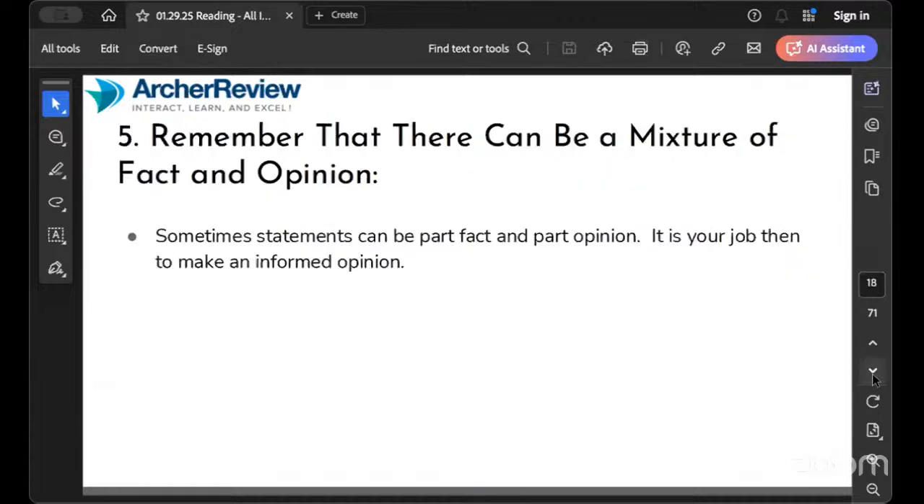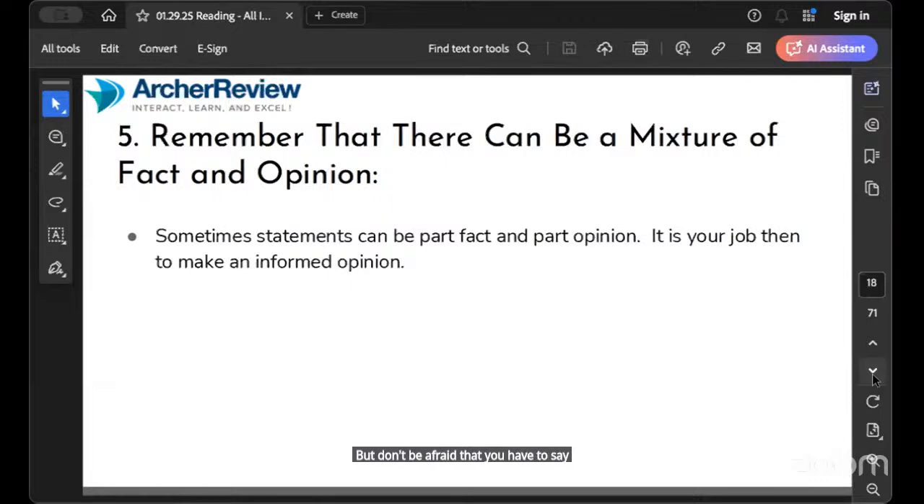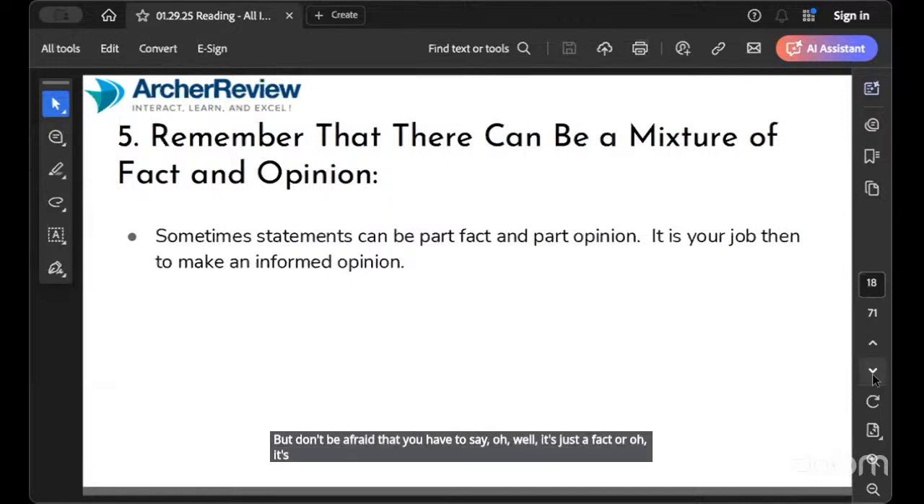Okay. Now remember, another thing, especially with trick questions, is that there can be a mixture of fact and opinion. Sometimes you will have a statement that is a little bit fact and a little bit opinion. That's where you have to take all these tips and tricks that I've shared with you. Can I go verify it? Does this change from person to person? Do I see signal words? Do I see value words? You're analyzing all of these components within a sentence. But don't be afraid that you have to say, oh, it's just a fact, or oh, it's just an opinion. They might have merged some of them together.